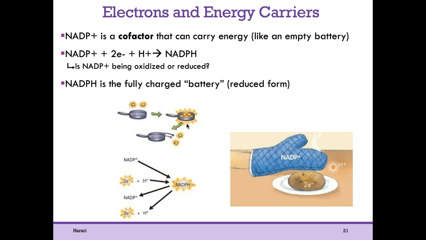Another way to look at it is like the electrons are a hot potato. And again, a hot potato has energy in it, but you want to hold on to it somehow. So we need an NADP plus oven mitt to hold on to it. And then together we can then transfer the energy in those excited electrons to where it's needed.